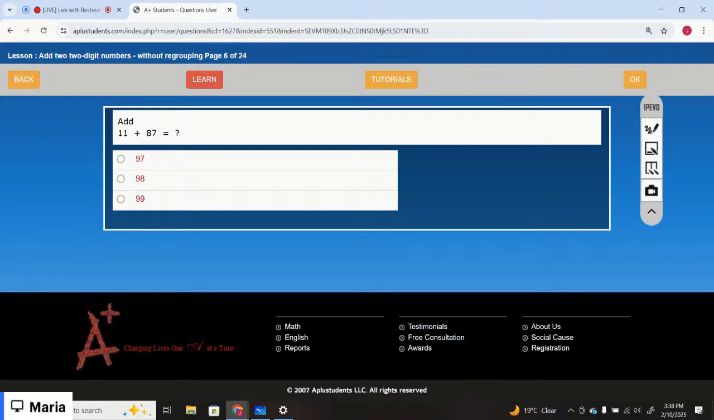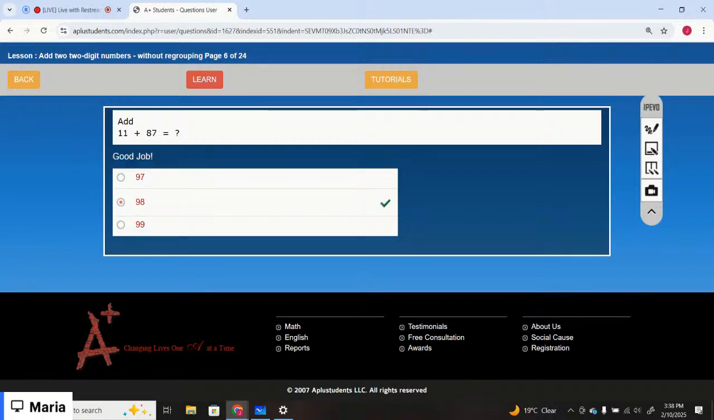11 plus 87, which is the correct option? That is 98. Option number 2 is the correct option.